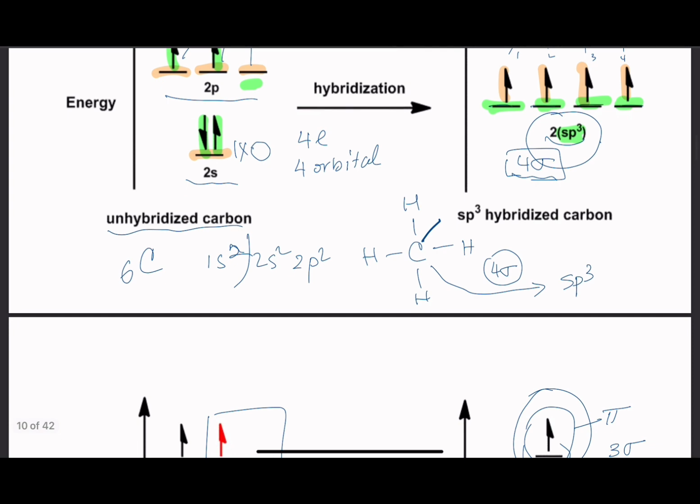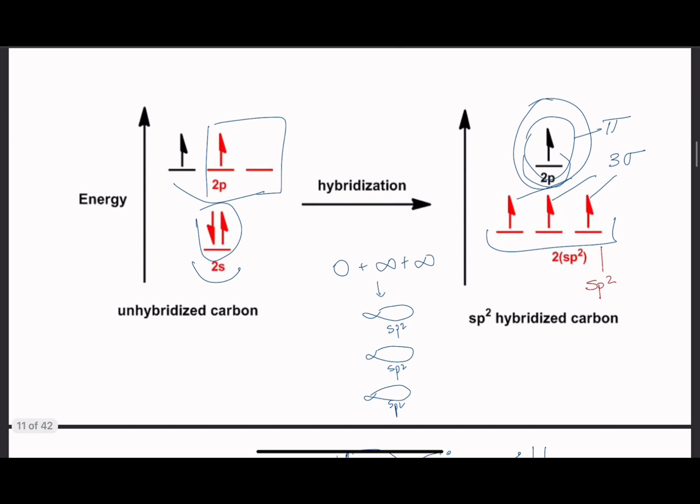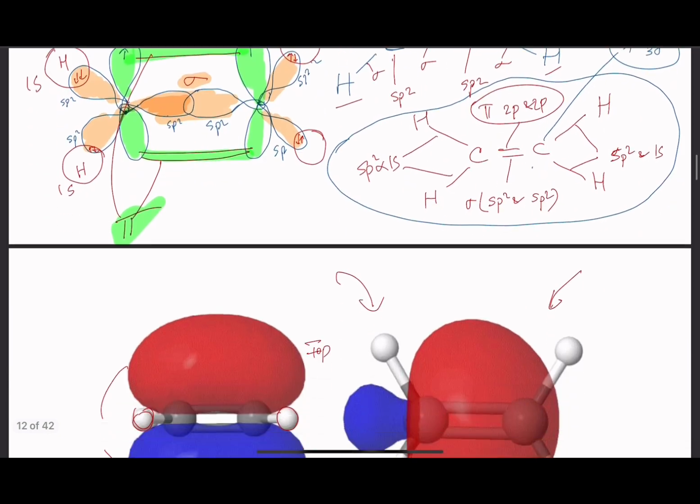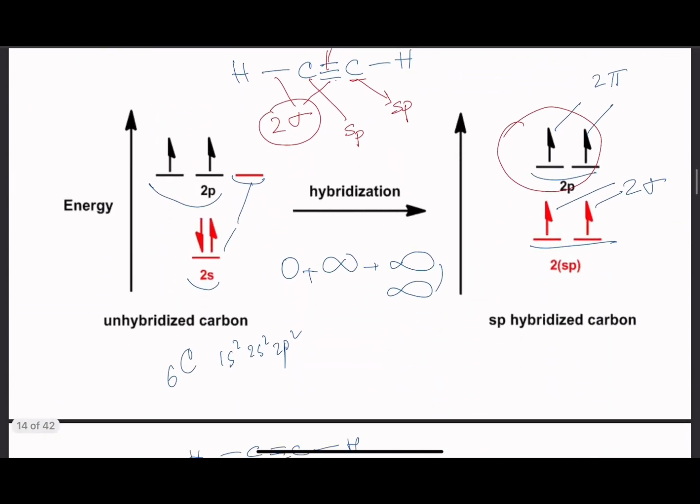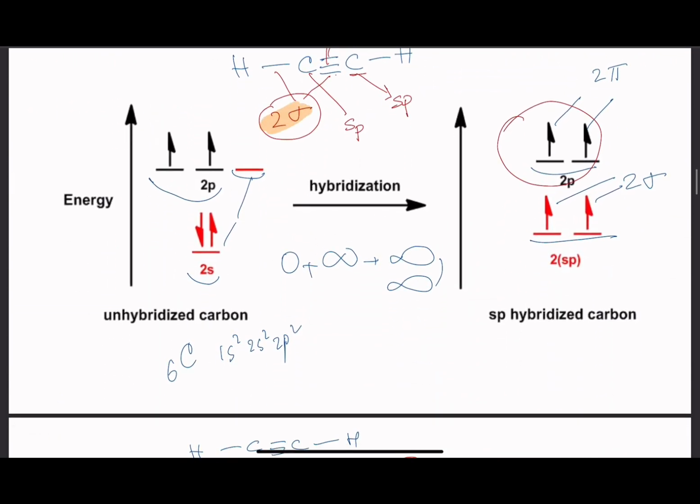So overall, when you have on a carbon, for example, in this case, 4 sigma bonds, that means your hybridization is sp3. When you have 3 sigma bonds, that means your hybridization is sp2. And when you have 2 sigma bonds on a carbon, your hybridization is sp.